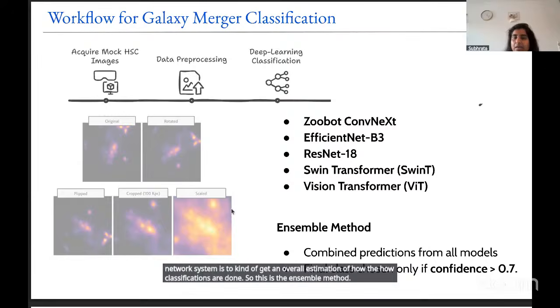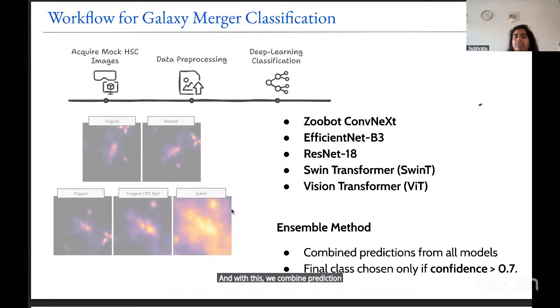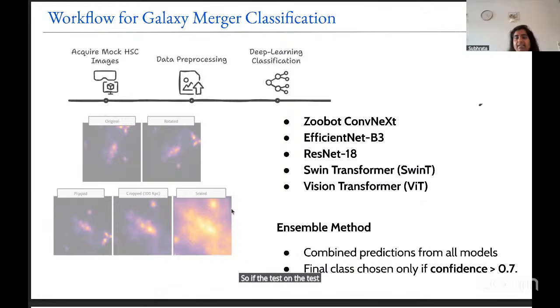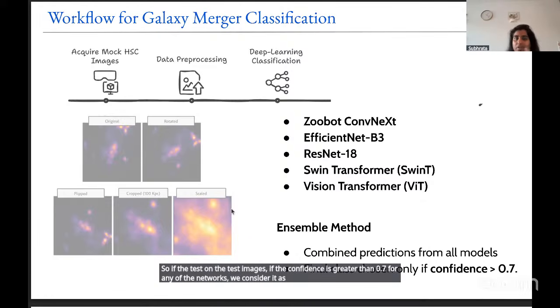With this, we combine predictions from all the methods, and the final prediction for the image was chosen when we have a confidence greater than 0.7 probability. So my networks are learning from the images. Then we create a test sample, and the networks predict on the test sample. If the confidence is greater than 0.7 for any of the networks, we consider it the true label for the images.